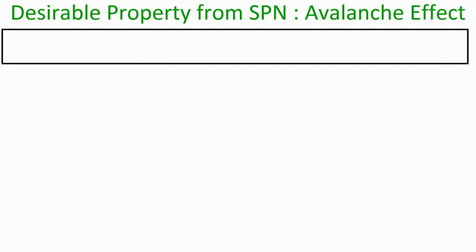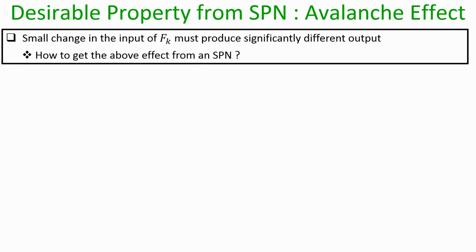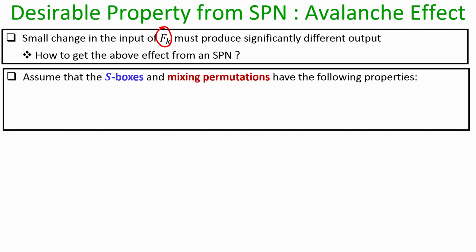So, there is an important property called avalanche effect, and what exactly avalanche effect means is that if we have constructed a keyed permutation F_k using an R round SPN, then we expect that even a minor change in the input of F_k should produce a significantly different output. Now, the question is how do we choose an SPN which ensures that the resultant F_k designed using the SPN indeed achieves this avalanche effect.